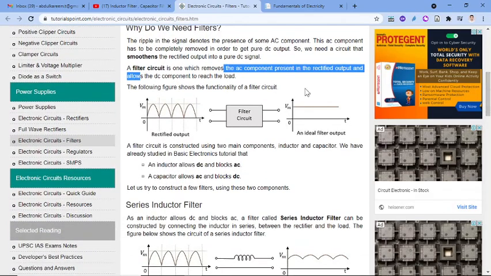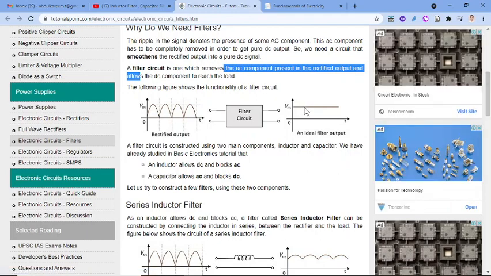From this figure you can see that this is the rectified output. This is a full wave rectifier output, and if it passes through the filter circuit you will get a smoothened, pure or perfect DC signal. This is an ideal filter output. For that we use different components, inductors and capacitors.